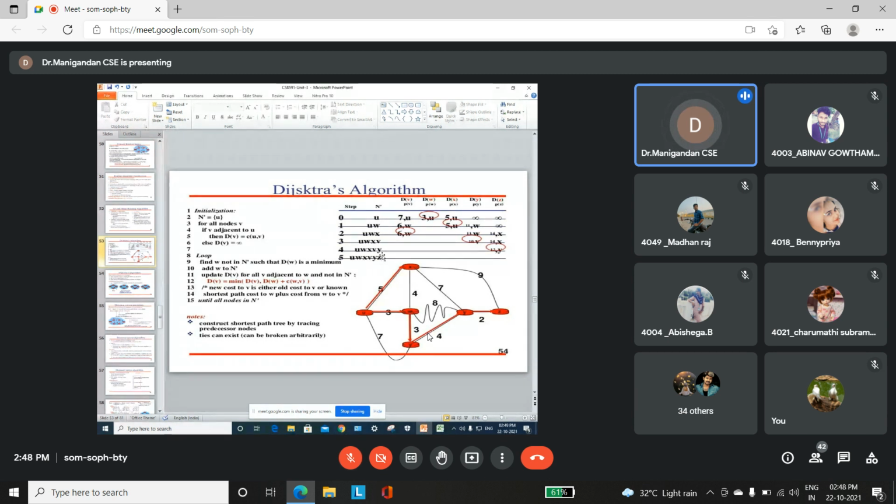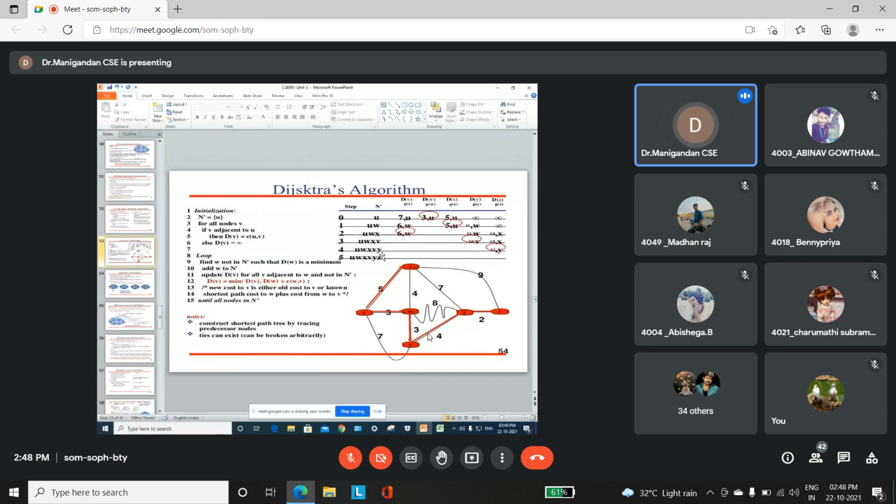So here we are finding the D of w that is a minimum, and adding w to N. W means here we are assigning the path from the source to the destination, where w is another node. This is an intermediate node which is connecting the source to the destination. So here the nodes are u, v, w, x, y, z, and then here we are finding the shortest path to reach the destination. Here u is assigned as the source node, and z is assigned as the destination.